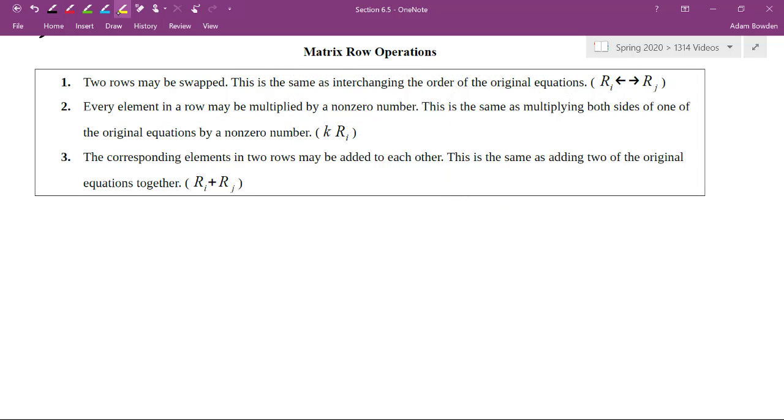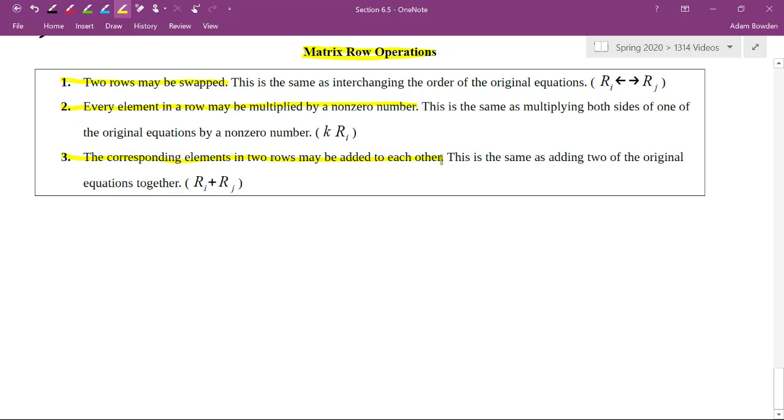So the next thing we're going to talk about are matrix row operations. And there are 3 matrix row operations that work. The first one is any 2 rows may be swapped. And this is basically the same as if you were to interchange the original equations. The second row operation is every element in a row may be multiplied by a non-zero number. So this would be the same as multiplying all the numbers in the equation by something. And then the third row operation is 2 rows may be added to each other.